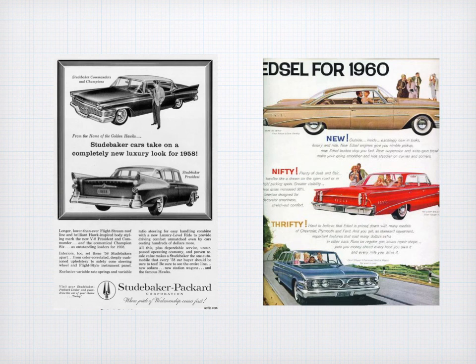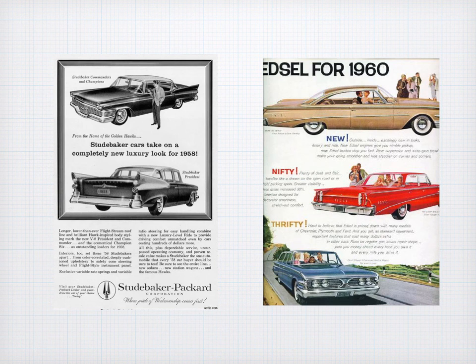On the other hand, we have the Studebaker ad. So in this ad, you can see kind of this emphasis on non-price components and also the sense of conveying some kind of luxury. So one of these cars is called the Commander, one's called the Champion. And it says, Studebaker cars take on a completely new luxury look for 1958. That's the idea of that planned obsolescence and newness, right? That you can see this new luxurious look for 1958 here in the Studebaker President.